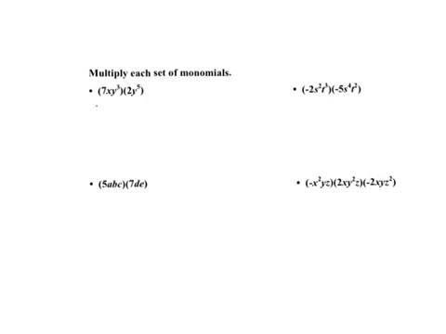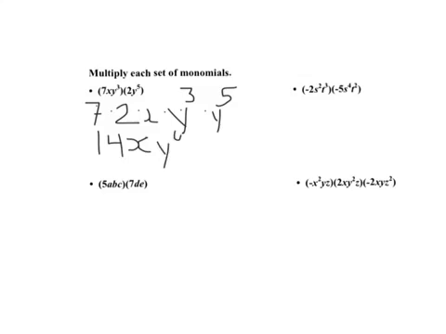Let's try that again. 7 times 2 times x times y to the 3 times y to the 5. Now I can see that I need to take the 7 and multiply it by the 2, which is 14. The x, there's only one of them, so I can leave it the same. And then for y to the 3rd times y to the 5th, we can add the exponents for y to the 8th. So my simplified answer is 14x y to the 8th.